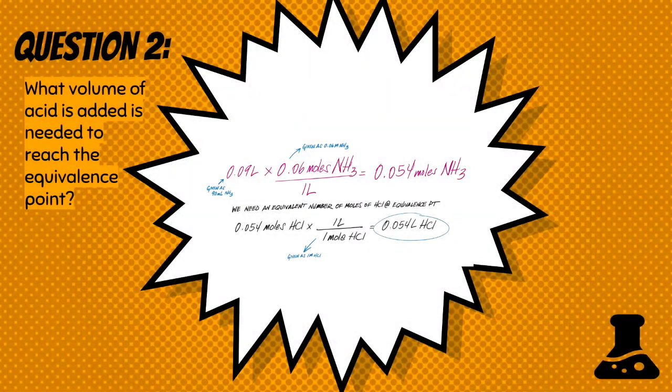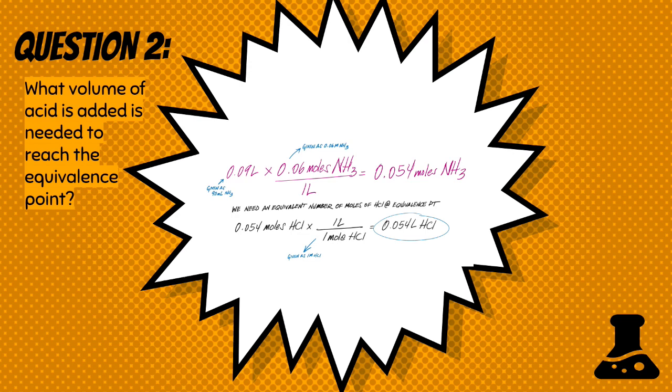For question 2, we need to find the volume of acid needed to reach the equivalence point. Now, the volume of the weak base is given as 90 mLs, and I've converted it to liters. I'm then going to multiply that by the concentration of the weak base, which was given as 0.06 molar, and I've just written it as moles per liter. And I find that we had 0.054 moles of the weak base.